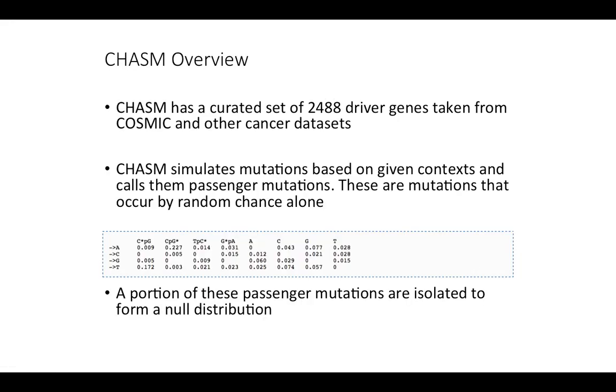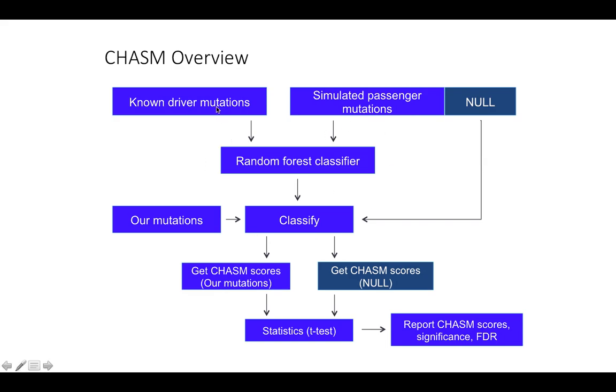Then they take known driver mutations, and you can simulate the mutations, and then use a random forest classifier. If you are given a set of mutations, we can use the classifier to determine whether it is a driver mutation or a passenger mutation. So that's the idea behind CASM. You basically have a table that takes into consideration all these things, and then it takes some statistics and says, this is a driver gene and this is a passenger gene.